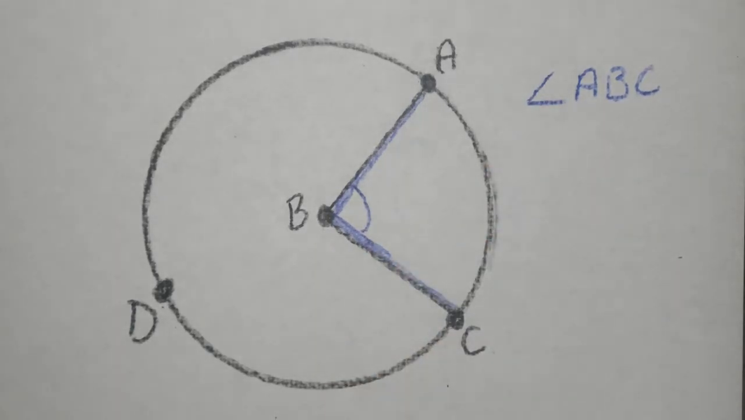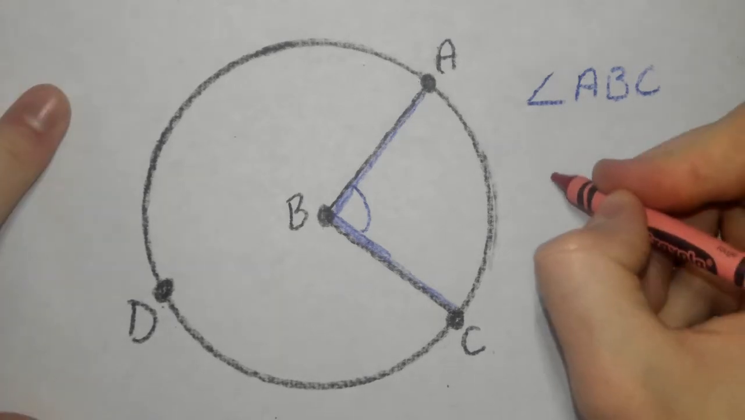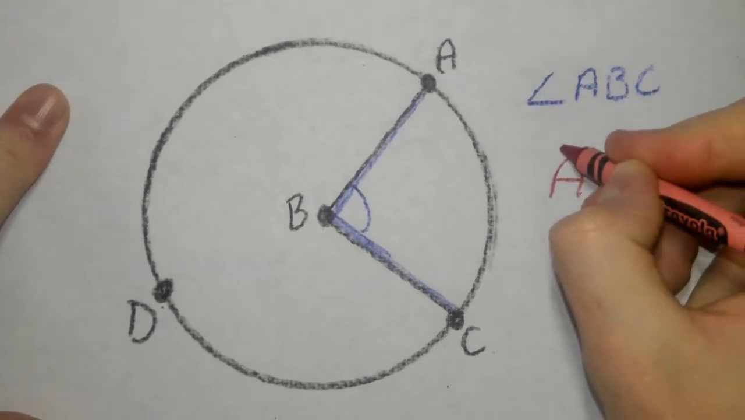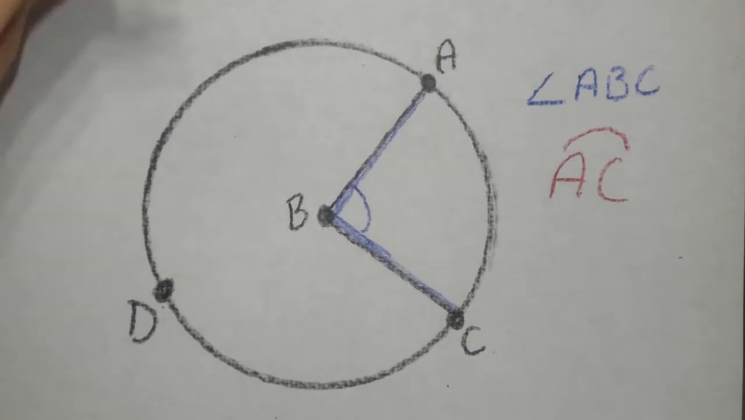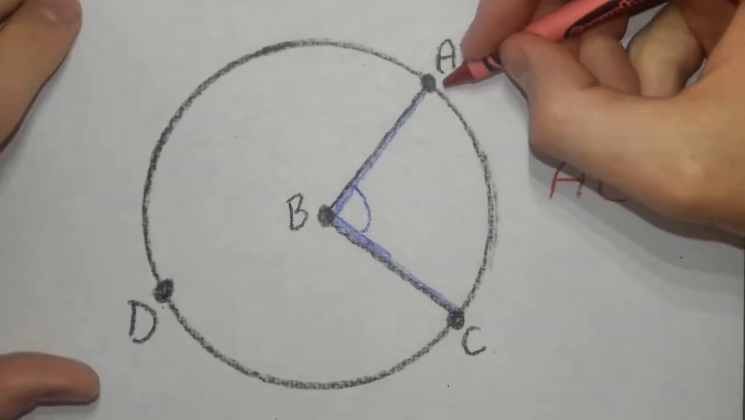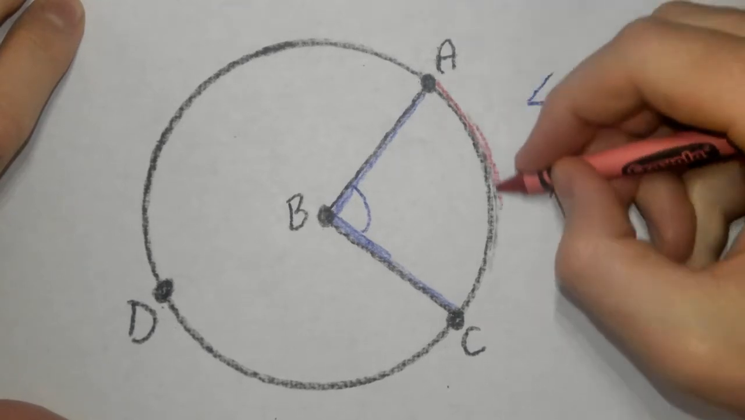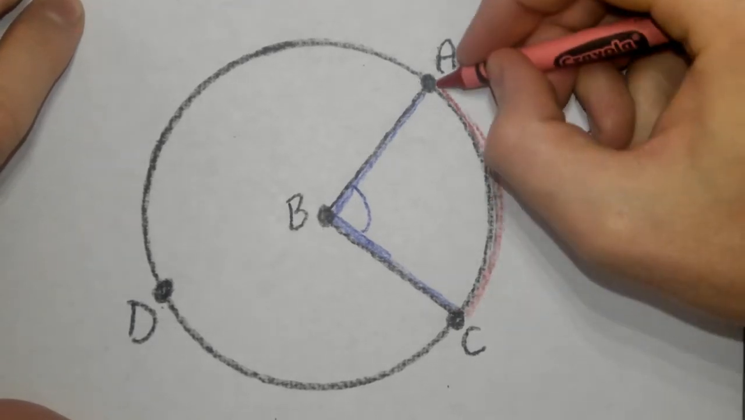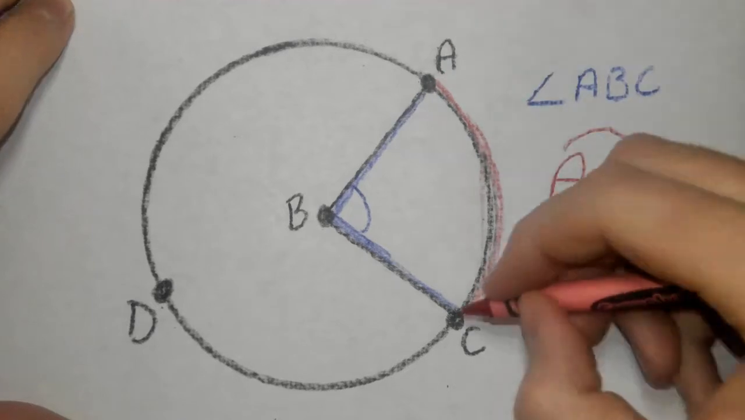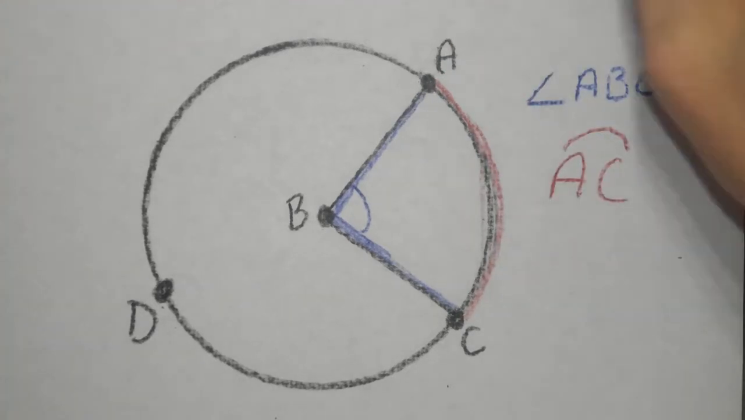Then I have arc measurements. If I see this AC with a little arc over it like that, that means I'm talking about this portion of the circle that's directly from point A on the circle to point C on the circle. So that red part there is arc AC.